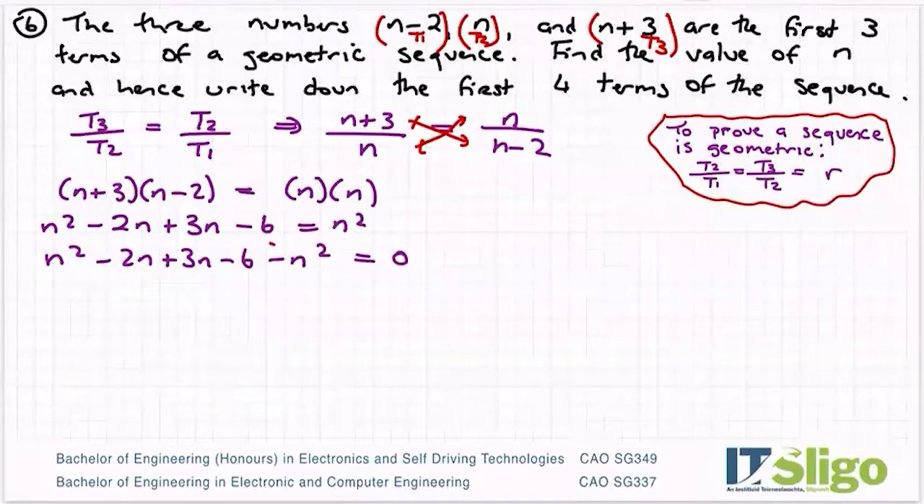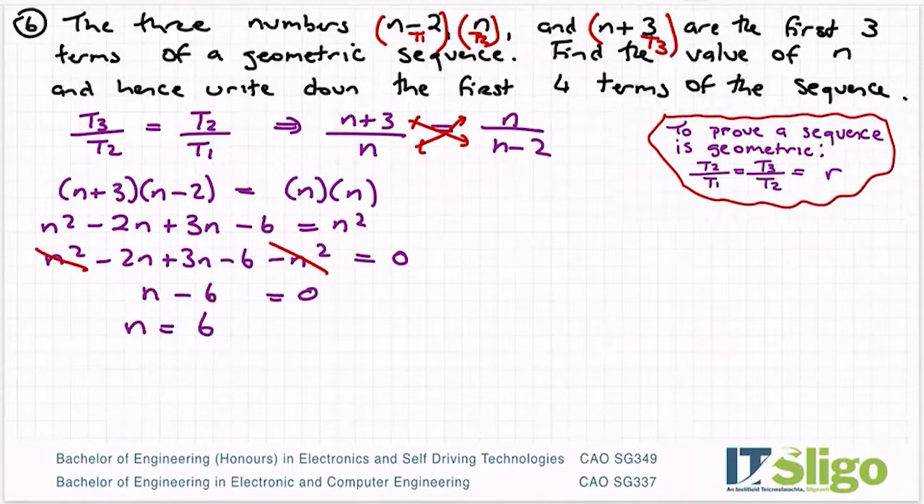Let's have a look at it. So our n squared and our n squared cancel. I have -2n plus 3n, so that's n - 6 is equal to 0, or n is equal to 6. Okay, so that finds the value of n. That's nicely done.